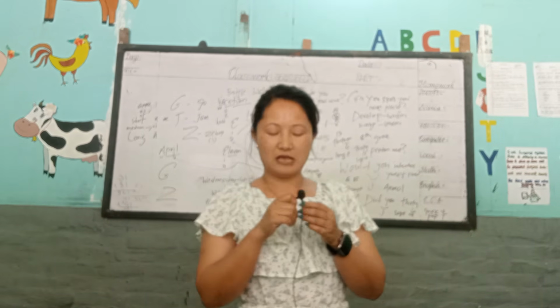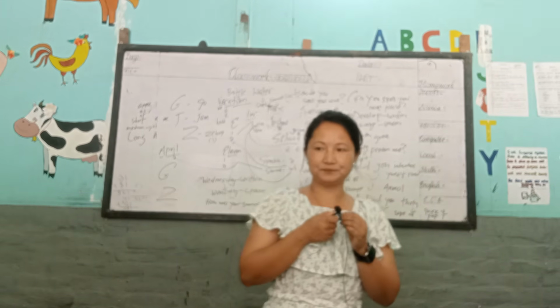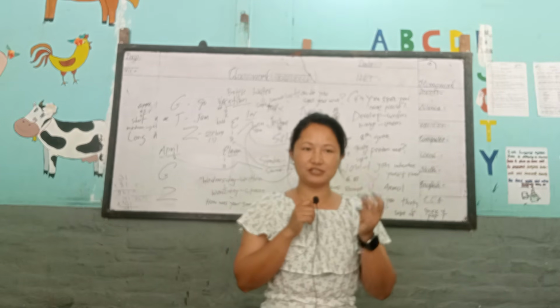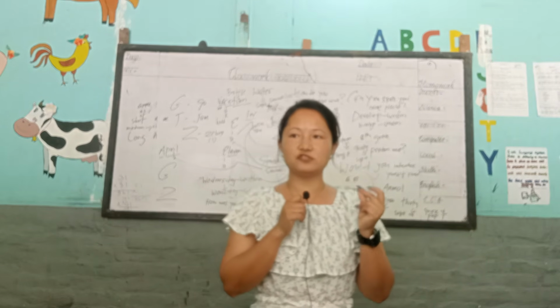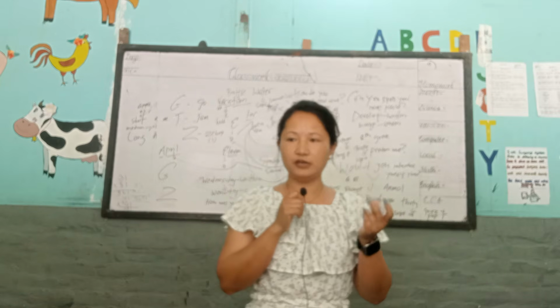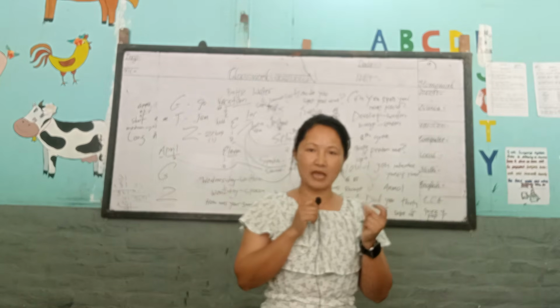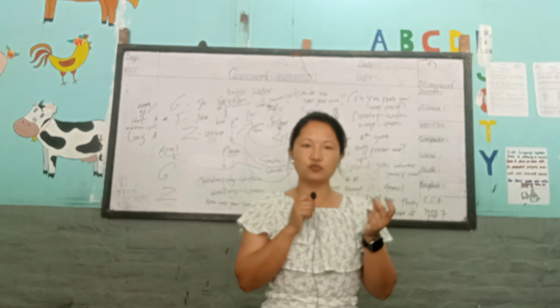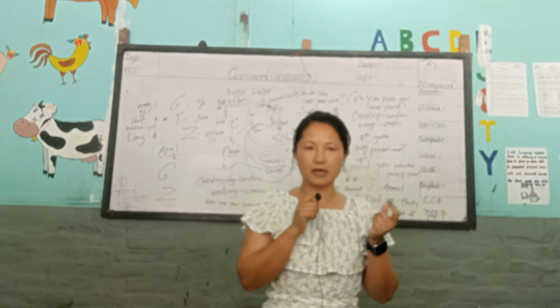Now we start how to pronounce letter A to Z. Let's start. A, B, C, D, E, F, G, H, I, J, K, L, M, N, O, P, Q, R, S, T, U, V, W, X, Y, Z.